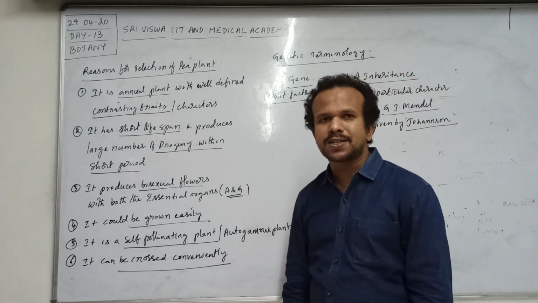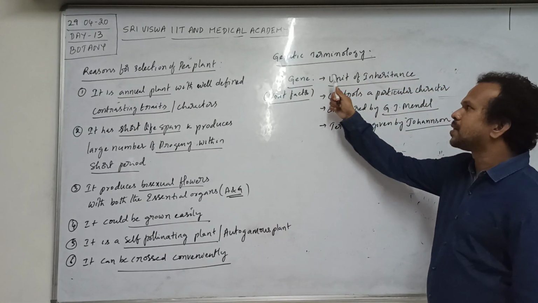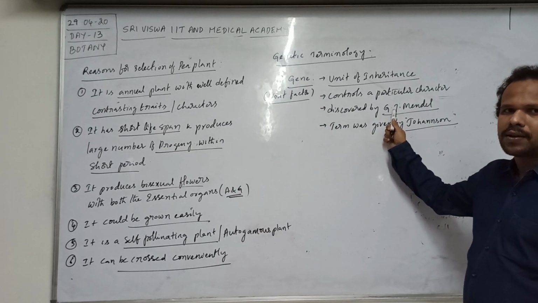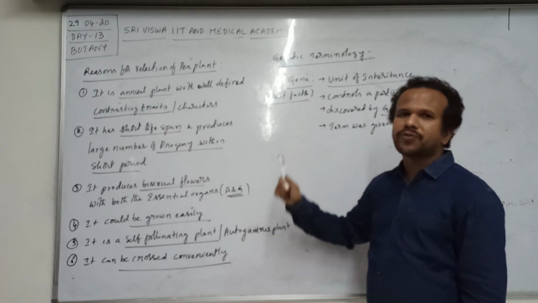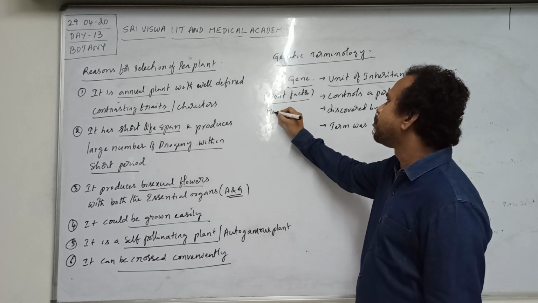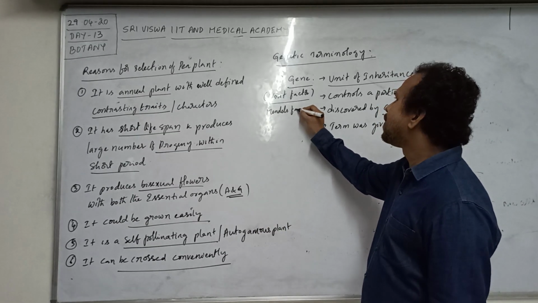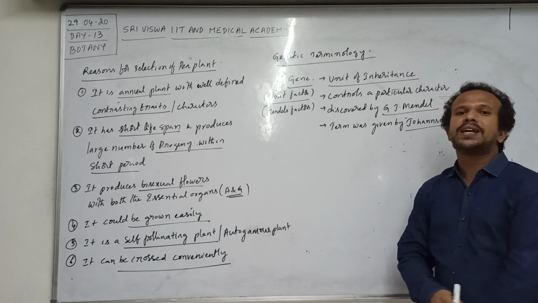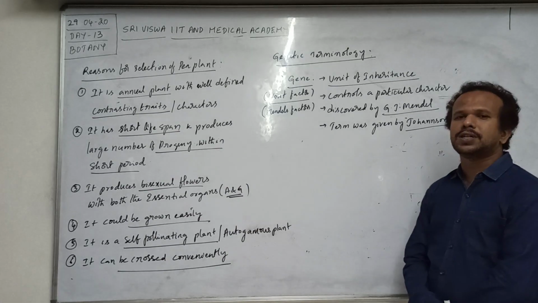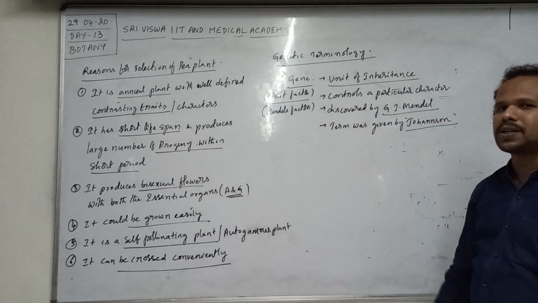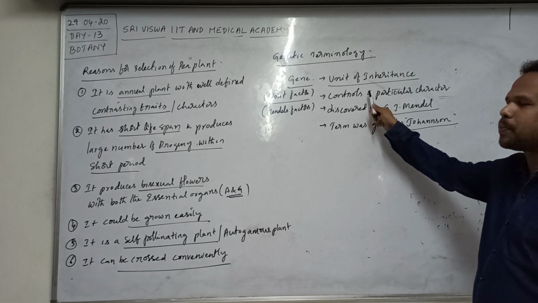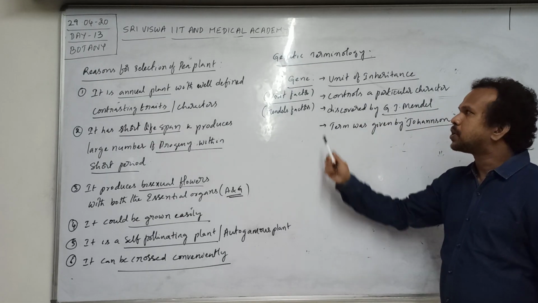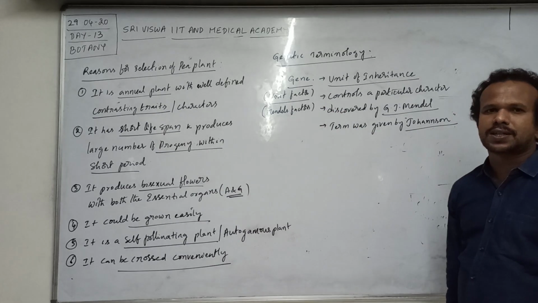Who discovered genes? Genes were discovered by Gregor Johann Mendel. The term given by Mendel was unit factor. These genes are also called Mendel's factors. Genes are equivalent to Mendel's factors. Very important. What is a gene? A gene is the unit of inheritance. A gene controls a particular character. Genes were discovered by Gregor Johann Mendel, but the term gene was given by Johansson.